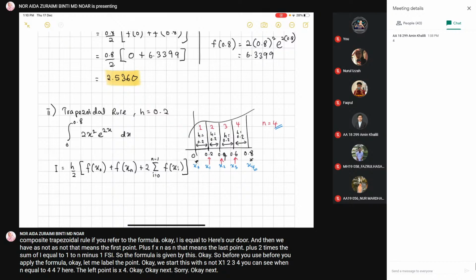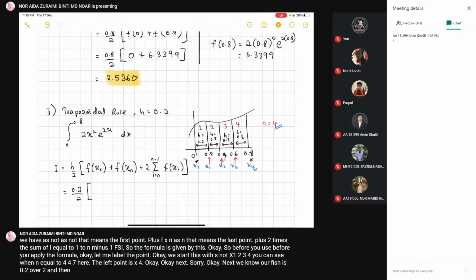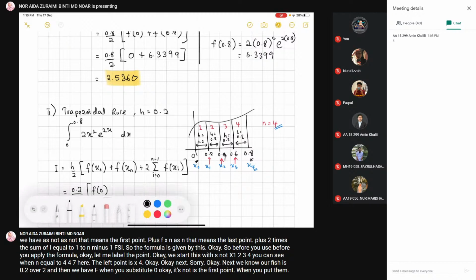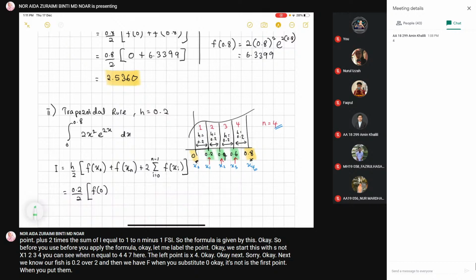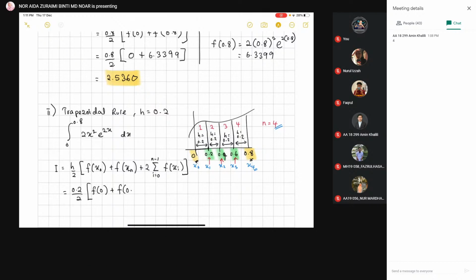Next. We know our h is 0.2 over 2. And then we have f when you substitute 0. Okay, x0 is the first point. This is the first point. This is the last point. And the green one is the middle points. So, plus f(xn), our n is 4, so x4, the point is 0.8.